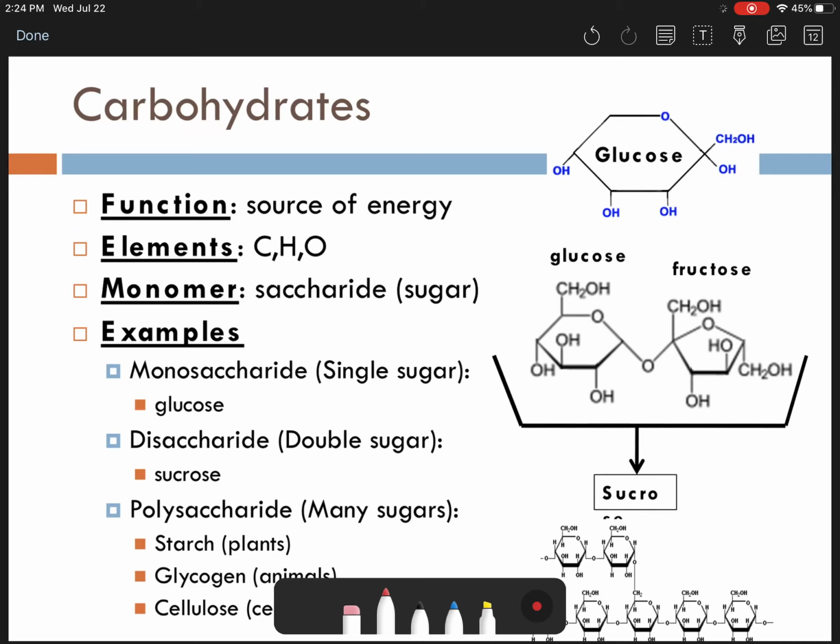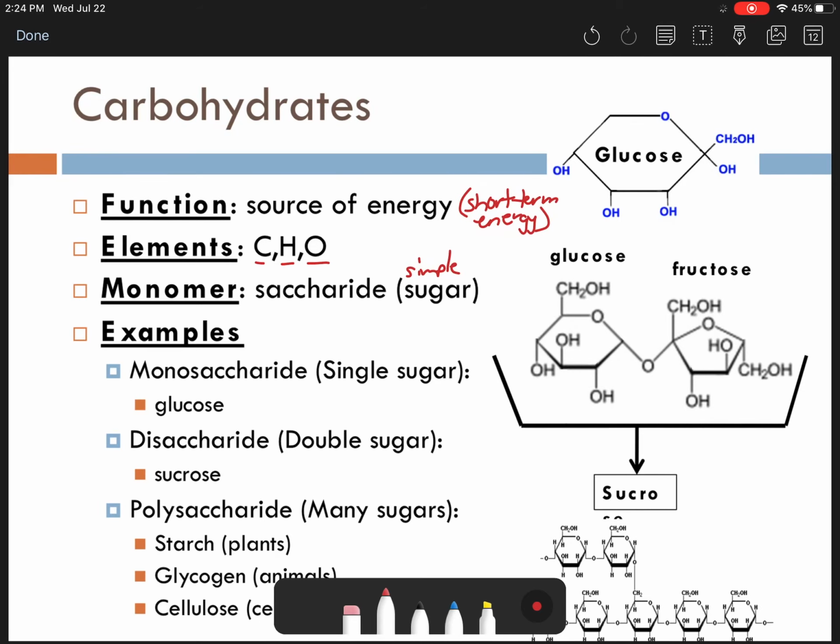Carbohydrates, they are your main source of energy, and they are short-term energy. I should have had that included in there. So they're kind of your quick source of energy. They're made up of three elements: carbon, hydrogen, and oxygen. So just remember CHO. Carbon, hydrogen, and oxygen. The main subunit, remember that's what a monomer is, a subunit, is a saccharide or a sugar. Sometimes it's known as a simple sugar.